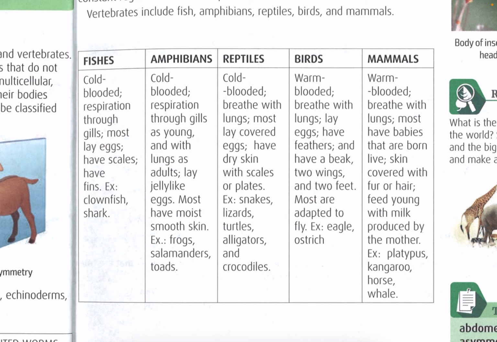The two classes of warm-blooded. First is birds. Birds, the most distinctive feature is that most of them can fly, has wings, соответственно. Breathe through the lungs, lay eggs, have feathers and beak. Beak это у нас клюв.